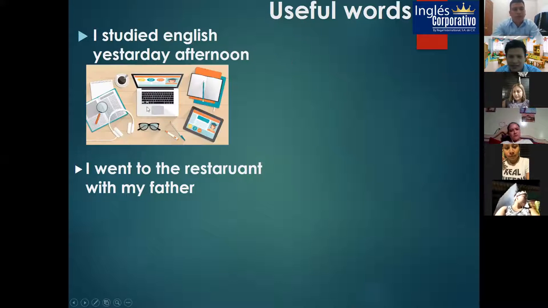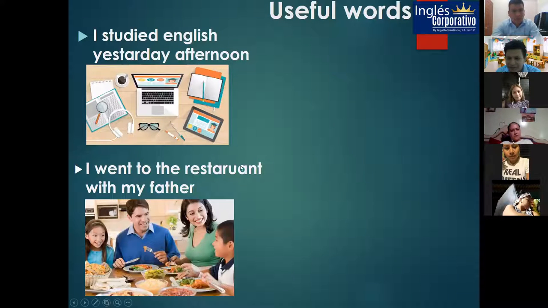Okay, then we have this, the second one. Who wants to help me to read it? I went to the restaurant with my father. Okay, thank you, Stephanie. Really good. Is this present or past? Past. Very good. Because what? ¿Por qué? Why? Yes, went. Past. Okay, very good.